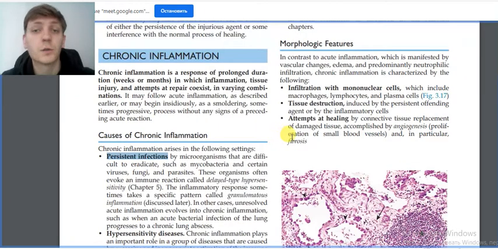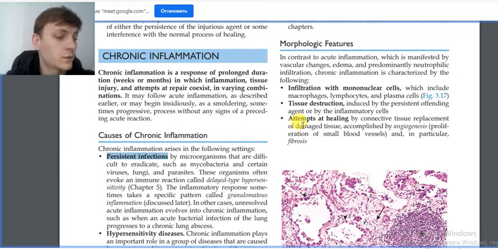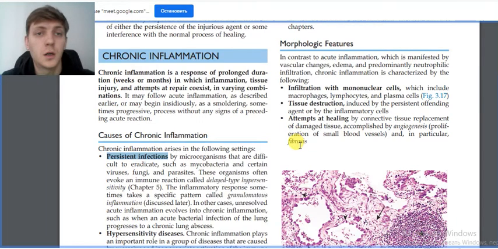Okay, let's talk about the morphologic features of chronic inflammation. We discussed the morphologic features of acute inflammation. These five causes of chronic inflammation are applicable to any acute type of inflammation. But here we have the morphologic features of chronic inflammation. First of all, it's infiltration with mononuclear cells, very typical.